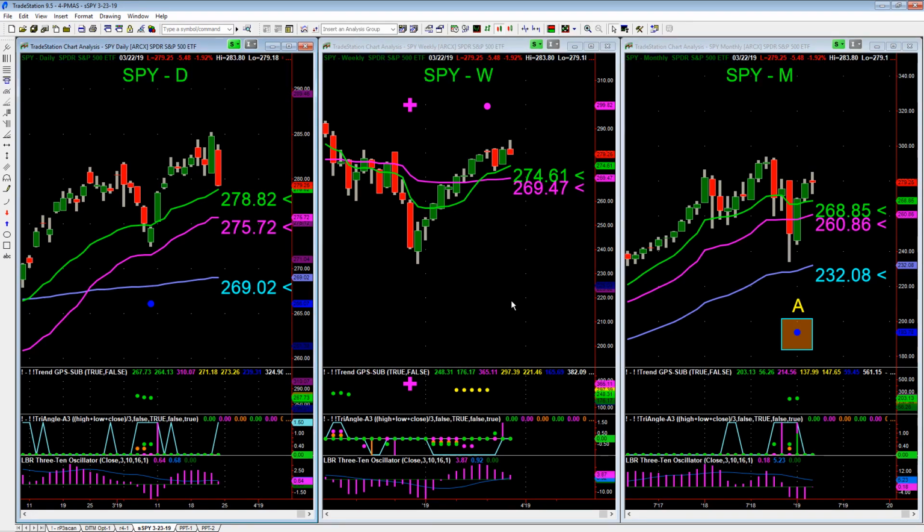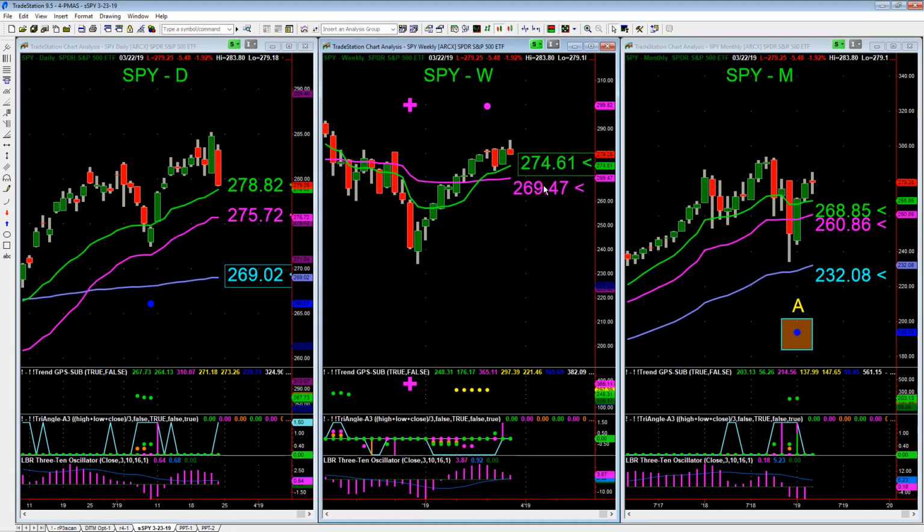Okay, right now you're looking at SPY. That's the S&P 500 ETF. The chart all the way on the right, M stands for monthly. The one in the middle, W, stands for weekly. And the one on the left, D, stands for daily charts. And the numbers to the right, these are the numbers for these lines. Okay, I just labeled them out.